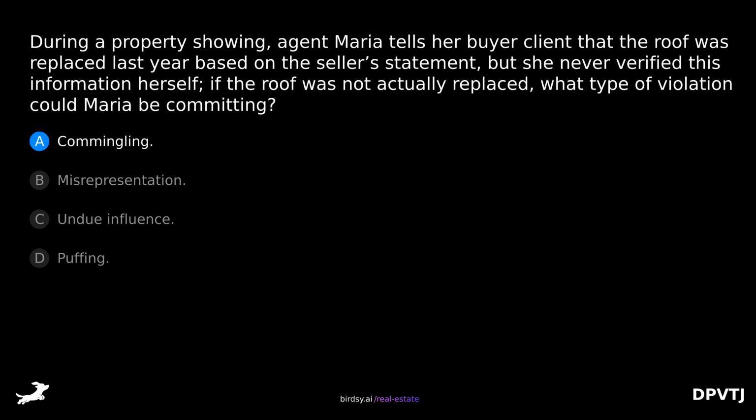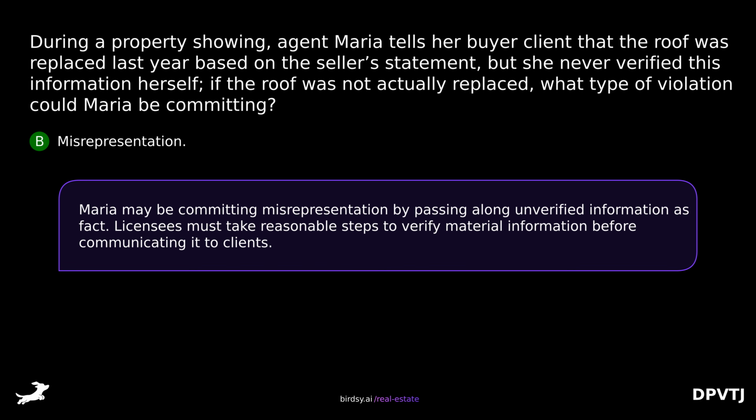Is it A. Commingling, B. Misrepresentation, C. Undue influence, or D. Puffing? The correct answer is B. Misrepresentation. Maria may be committing misrepresentation by passing along unverified information as fact. Licensees must take reasonable steps to verify material information before communicating it to clients.